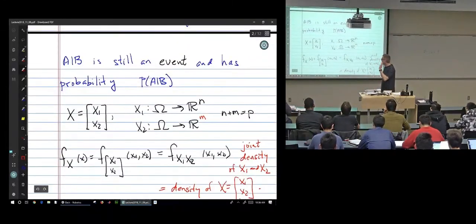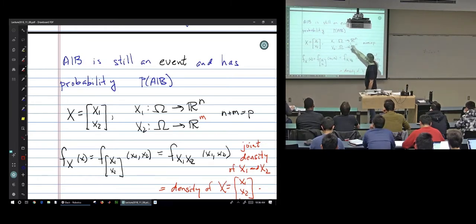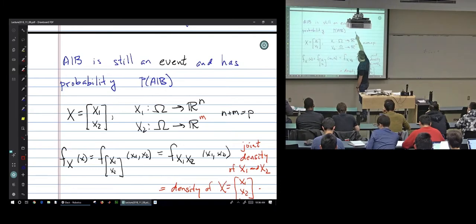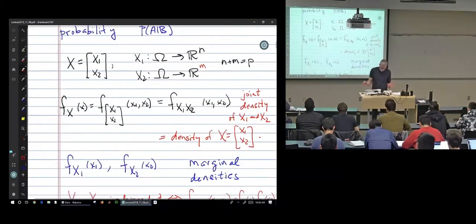And just measuring something does not make it no longer random. So A conditioned on B is still an event, and this probability is the conditional probability: P of the joint over P of the marginal. I just wanted to think about it that way, so that when we get to densities, you have that in your mind.